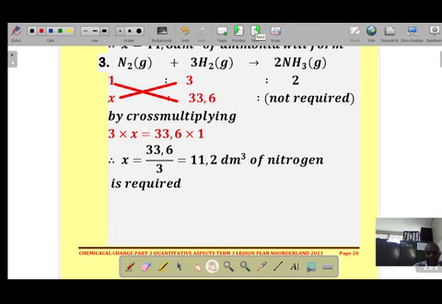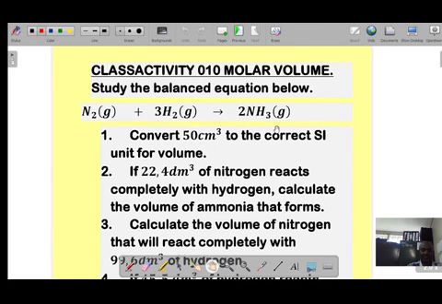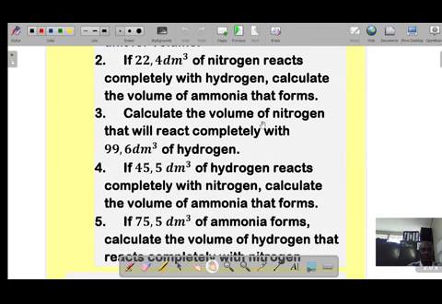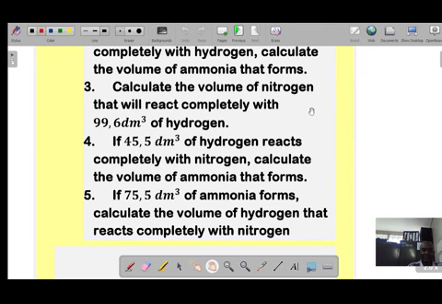Next. This is a class activity here. It's almost the same as the example we just discussed now. Try it out, please. Try out this class activity. When you are done, please inbox me your answers and we can take it from there.